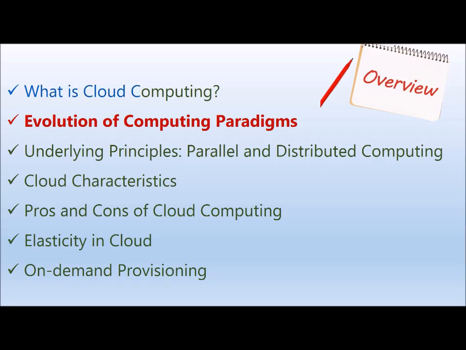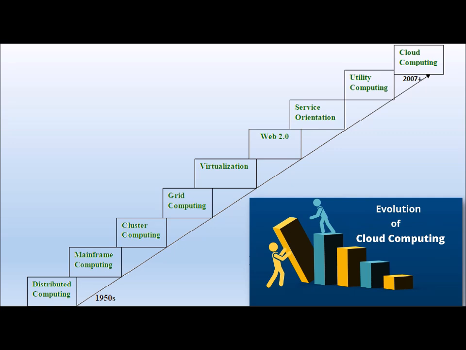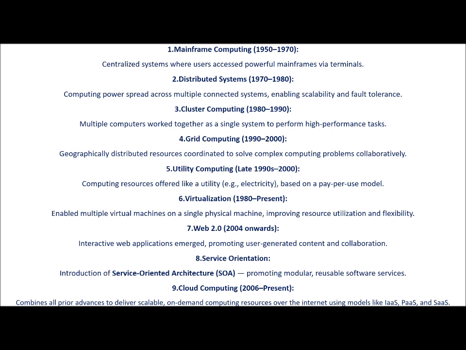So the next one is evolution of computing paradigm. In this evolution, this is a diagram for evolution where it starts from 1915 until date. So it starts from distributed computing, mainframe, cluster, grid computing, virtualization, web, service-oriented, utility, and cloud computing. The traditional mainframe computing is nothing but a centralized system where users access a powerful mainframe via terminals. Okay, so the mainframe computer acts as a centralized system where we can use it via terminals.